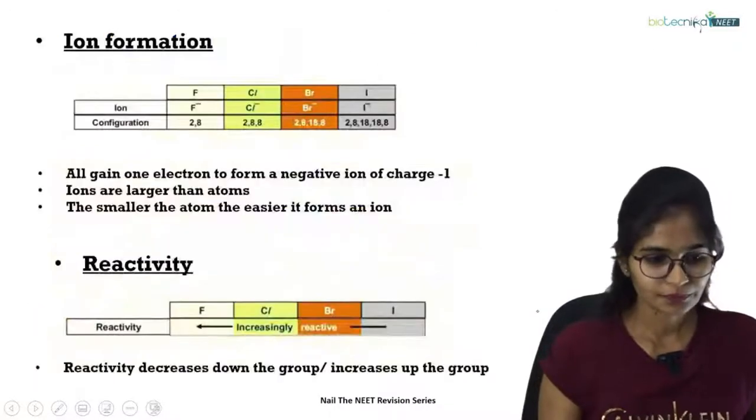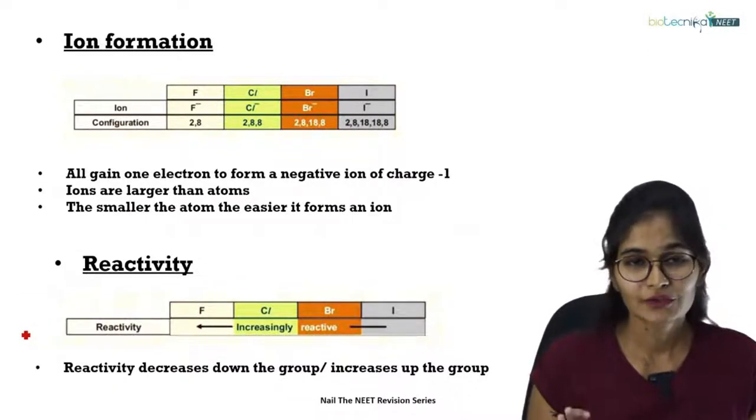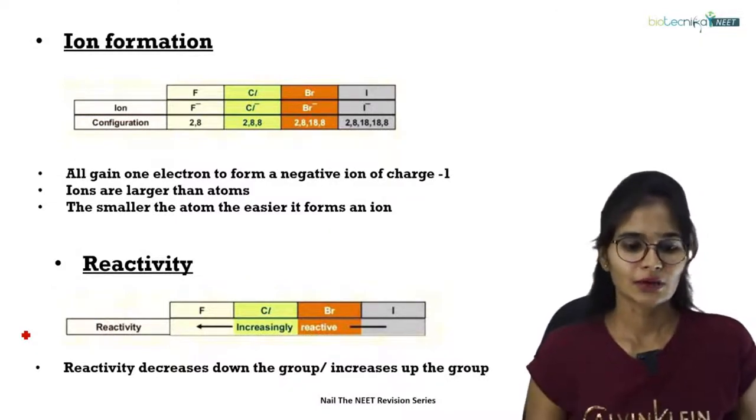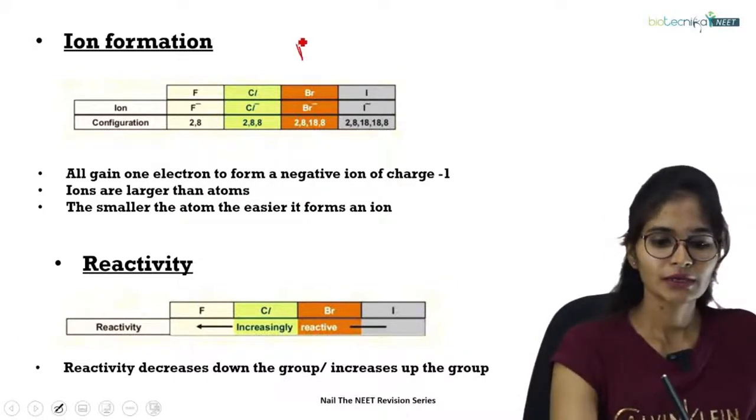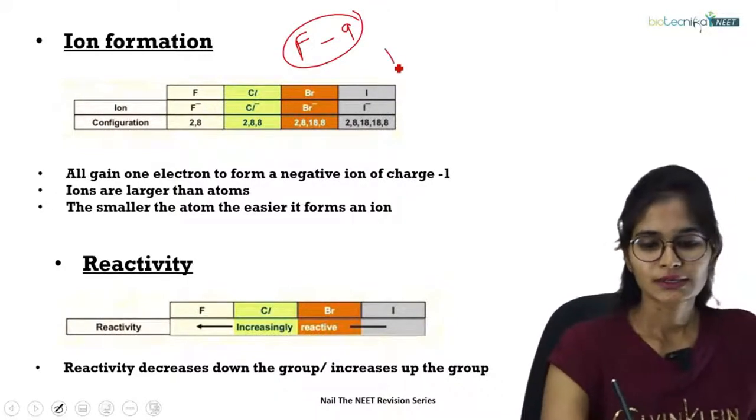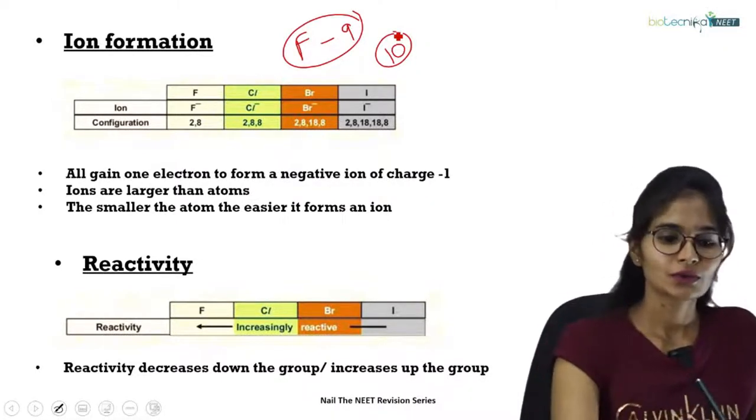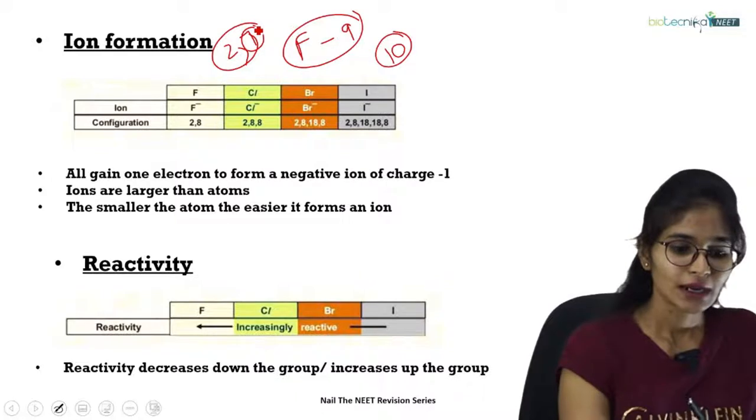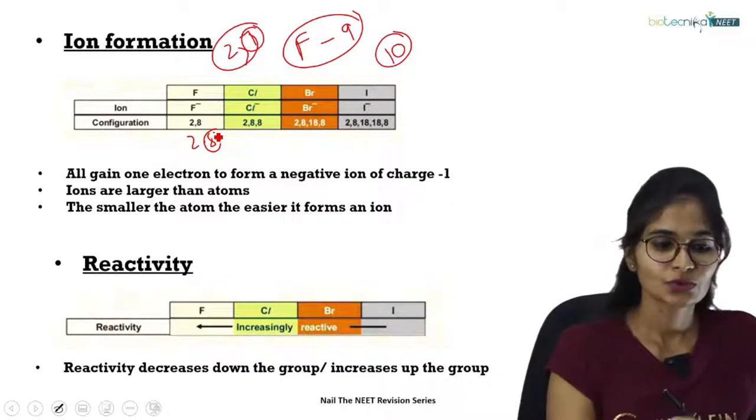Next, with respect to ion formation. As I already told, whenever an atom grabs one more extra electron, it forms an ion. Fluorine has 9 electrons, but here I have shown 8 plus 2, that is 10 electrons, in the sense that one electron is extra. Previously you noticed 2 and 7, where 7 represented the valence electrons, but here I have shown 8 and 2. The 8 means one more extra electron is present, so those are ions.